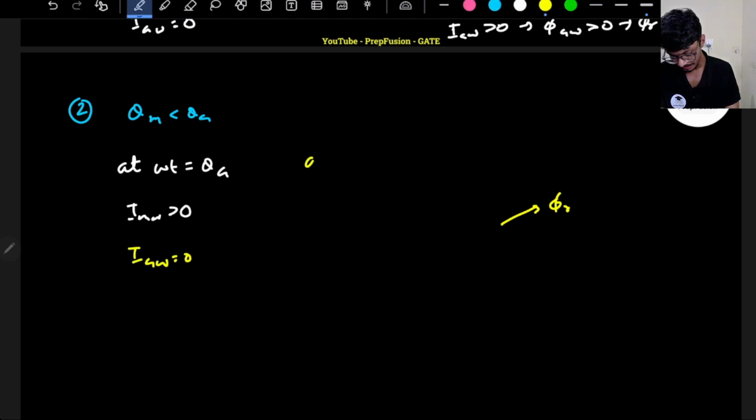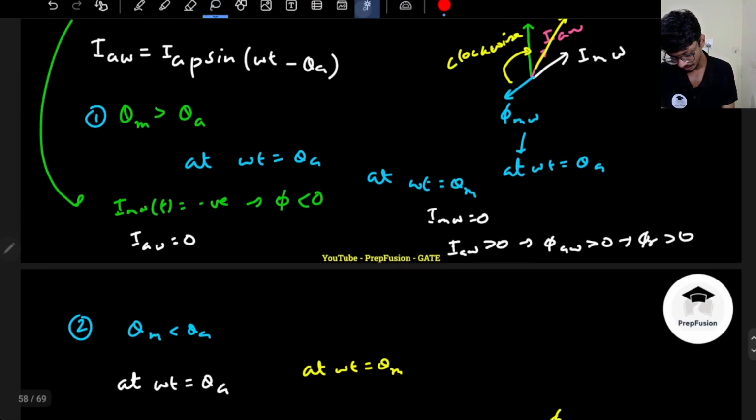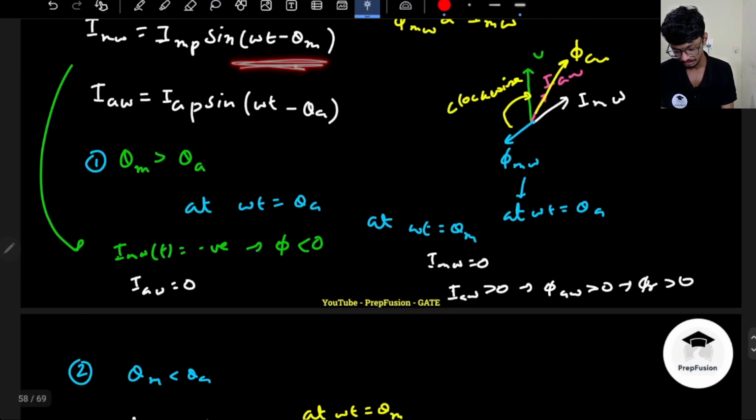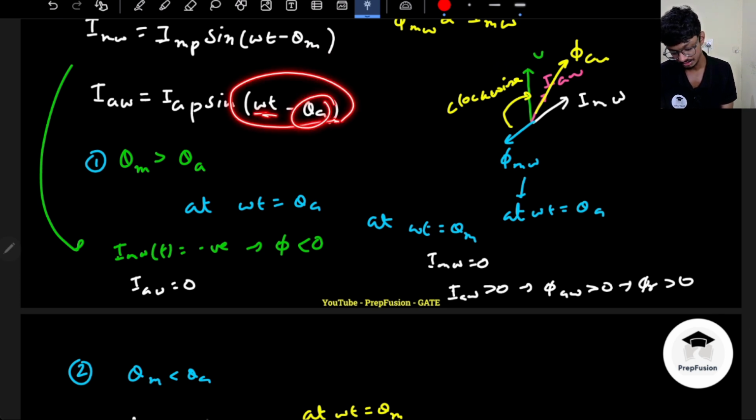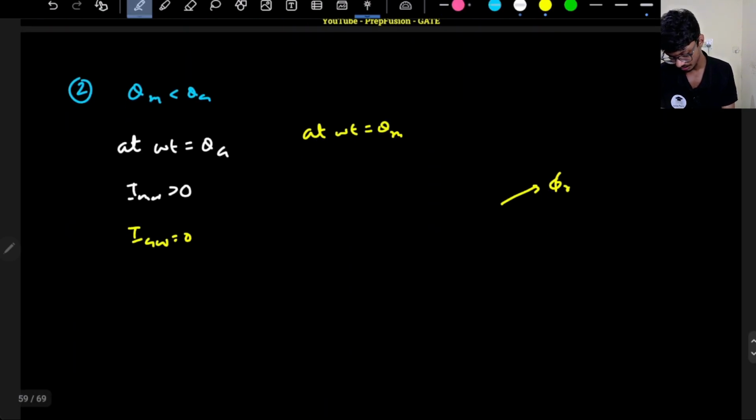At omega t equals theta m, what will happen? You will see that your main winding current obviously will be 0, right? Theta m minus theta m is 0. And this will be negative, because theta m is smaller than theta a. So your auxiliary winding current will come out to be negative.